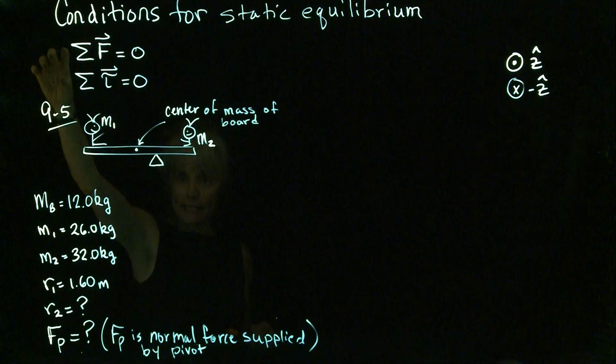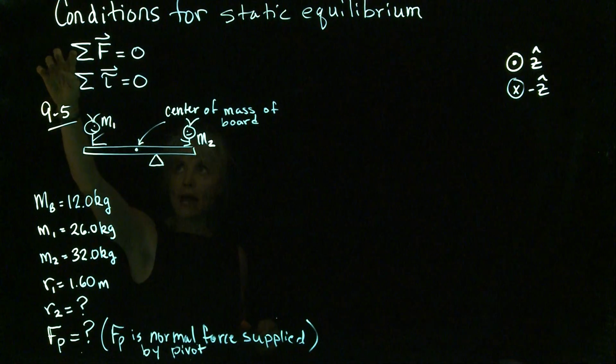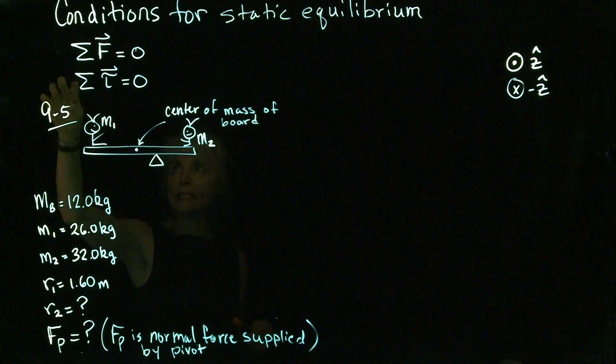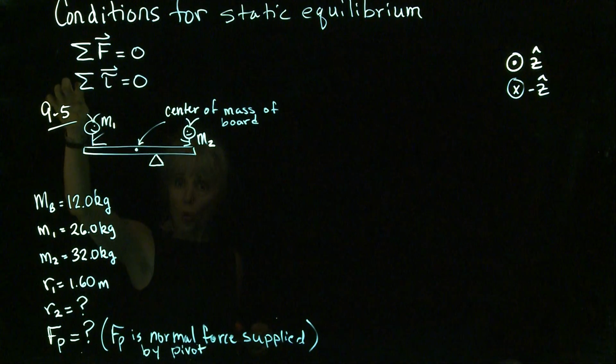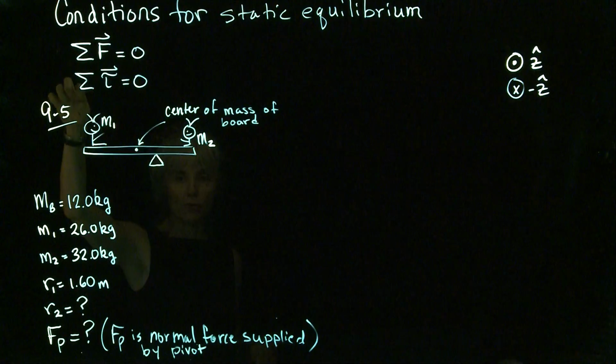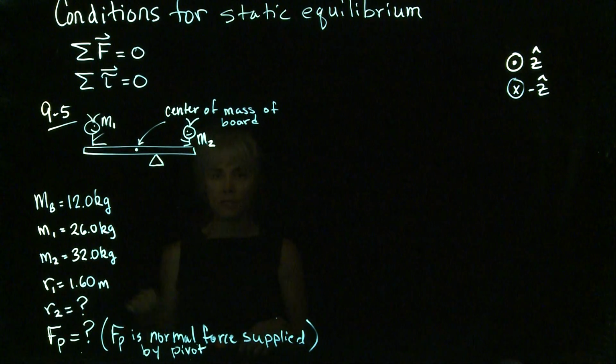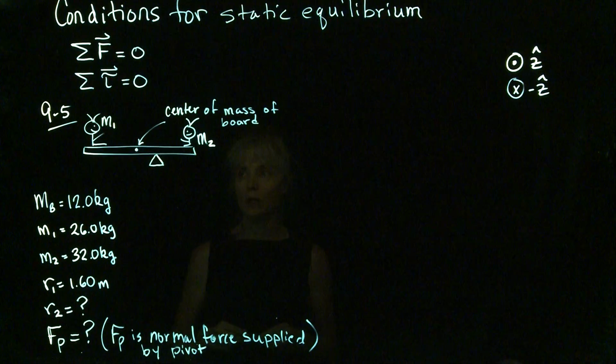An object that is in static equilibrium must have a sum of all forces acting on it add to zero. In addition, it must have a sum of all torques that are being exerted by those forces also adding to zero. Both of these conditions must be satisfied for static equilibrium.